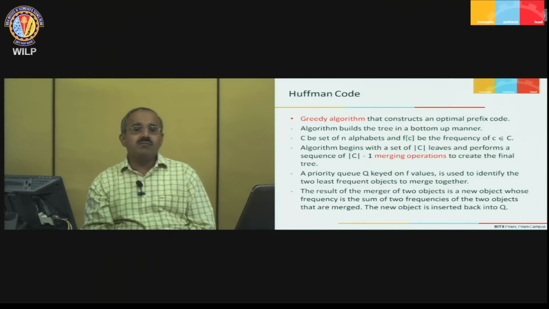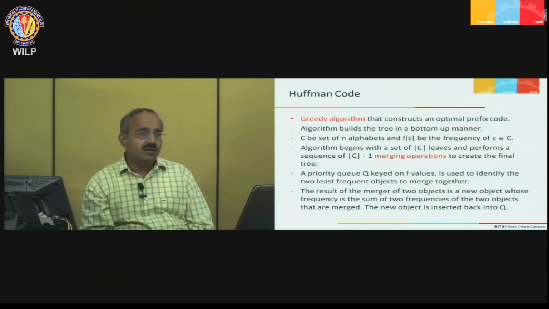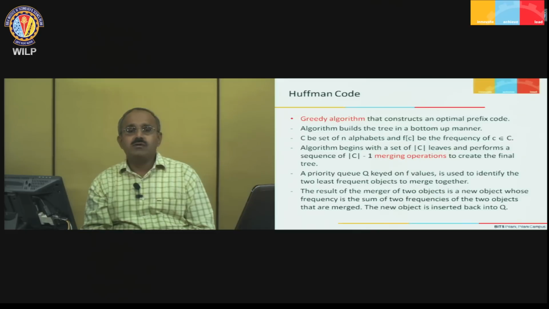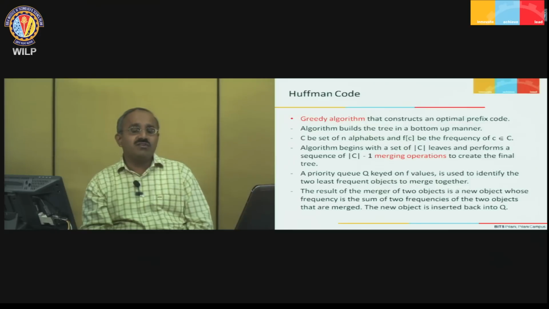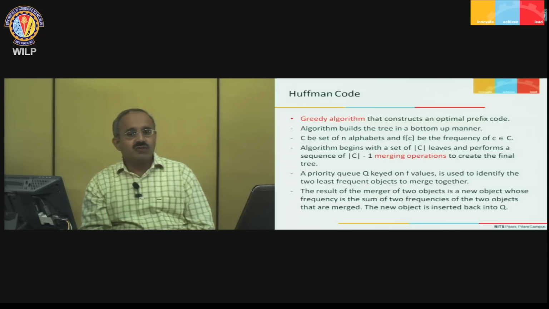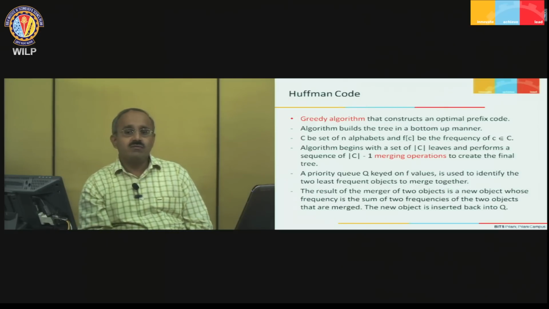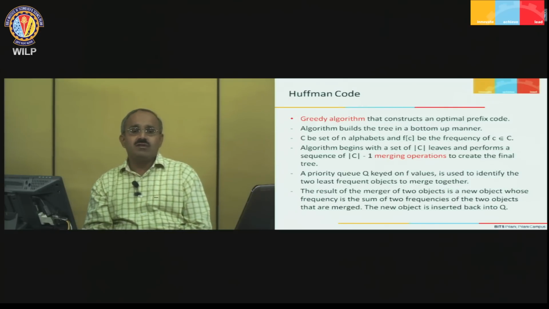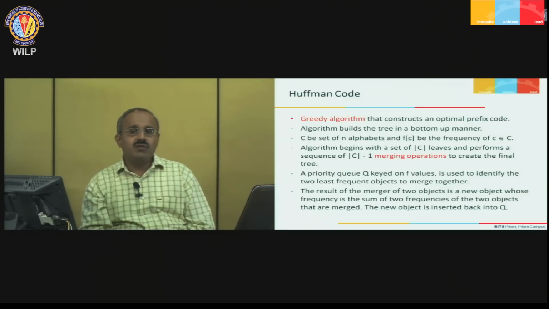The algorithm builds up the binary tree in a bottom up manner. So, rather than constructing a code, we are going to construct a binary tree which is going to represent the code. Suppose C is a set of n alphabets of which the text which we want to code is made, and we know the frequencies of each character c, right. So, we know f(c) for every c in C.